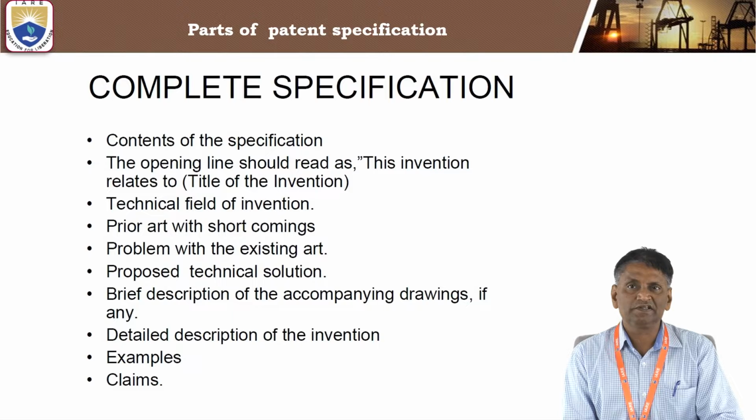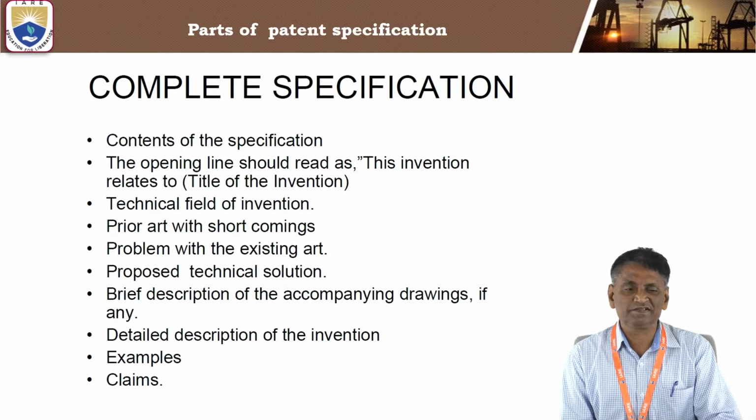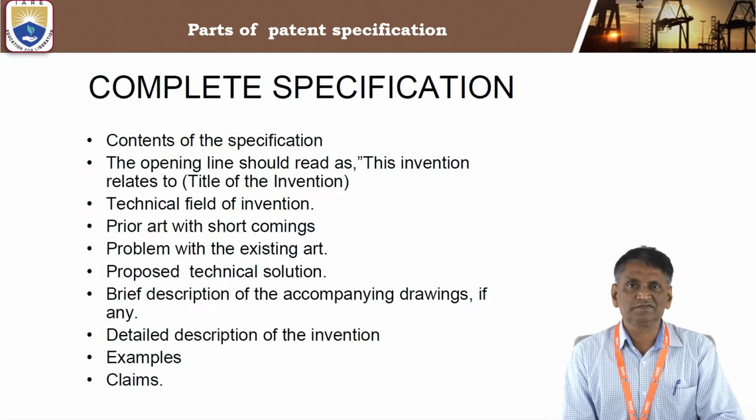Then you have to describe the complete specification and, if required, the drawings. Drawings are not compulsory for all patents. Generally mechanical inventions have drawings. Other inventions may not require them, but if the controller asks you to provide drawings, you must. The controller can even demand a working model if he is not satisfied with the description of the patent.